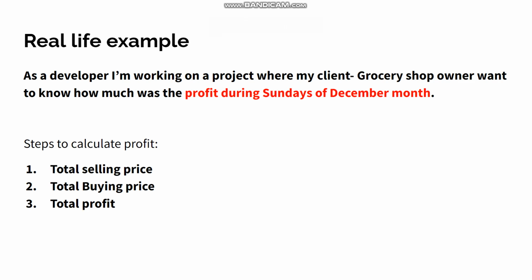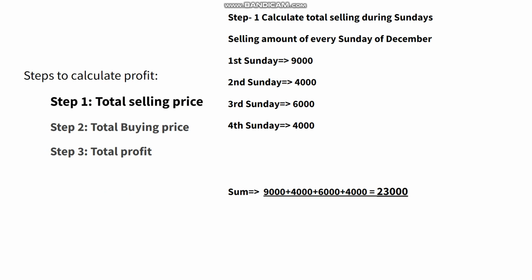So what steps will be involved in that? Everybody can calculate this using three common steps. First, calculate total selling, then we can calculate total buying next, and then third would be to calculate total profit. This is something the owner wants to do. How will he do it?